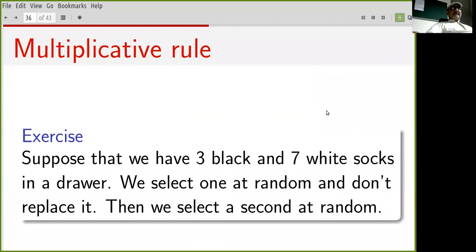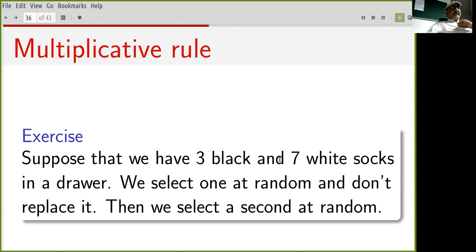Probability of B given A is 2 out of 9. Why is that? Well, you're given A, so you know that the first sock was black. A is the event that the first sock is black. So now there are 9 socks left, and 7 of them are white. So on the second selection of a sock, given that a black sock was taken out, there are 7 white socks left out of 9 total socks.